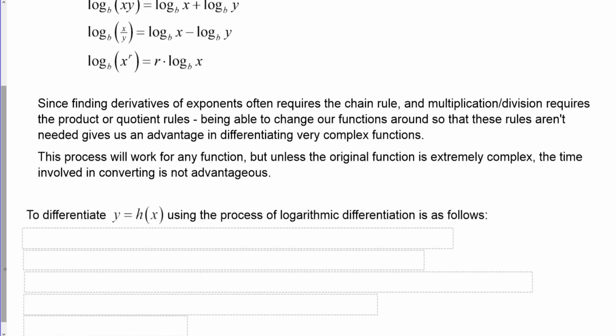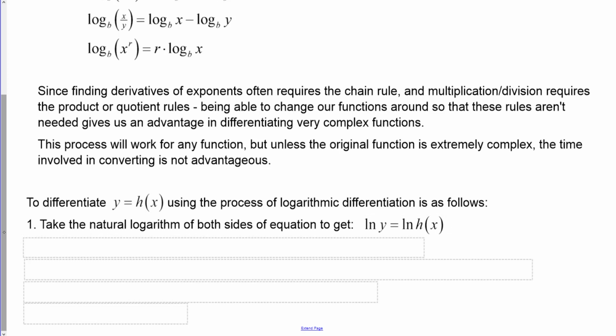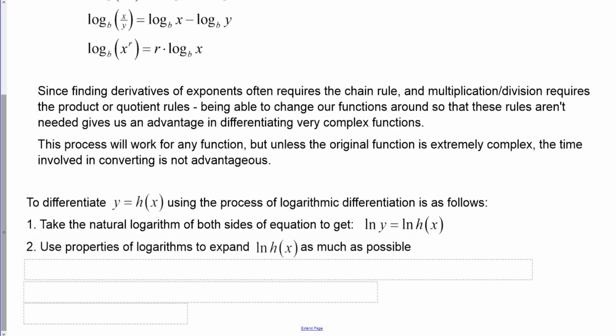To differentiate y equals h of x using the process of logarithmic differentiation is as follows. First, take the natural logarithm of both sides of the equation to get the natural log of y equals the natural log of h of x. Like I said before, as long as you do the same operation to both sides of an equation, that's okay. Next, use properties of logarithms to expand the natural logarithm of h of x as much as possible. So any parts of h of x that are multiplied, split those up into addition and subtraction. Any exponents, bring those out as constant multipliers.